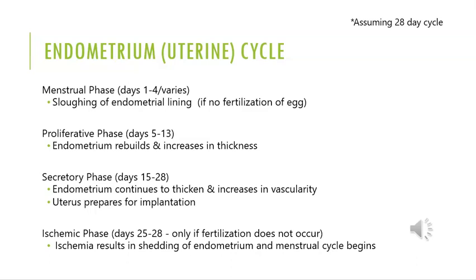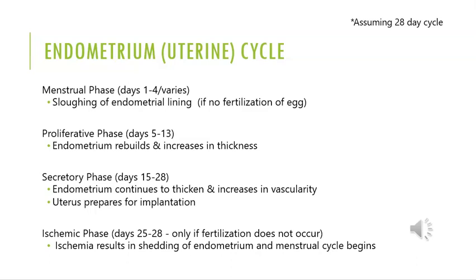Next, we go into the proliferative phase, which coincides with the follicular phase of the ovarian cycle. This occurs between days 5 and 13. During this time, the endometrium will rebuild and become very thick. It can actually become up to 8 times thicker during this phase. The glands within the endometrium enlarge in response to increased estrogen levels.